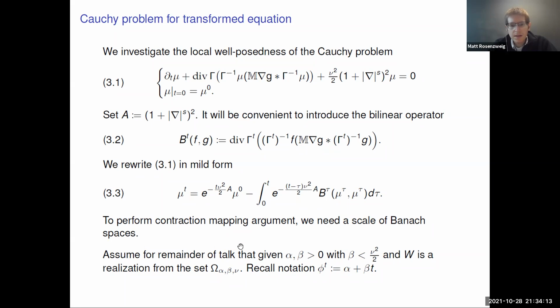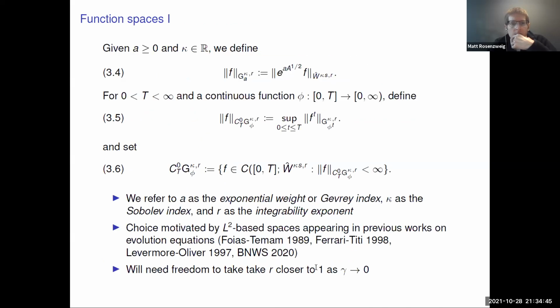And so that I don't have to keep saying it, I'm going to assume for the remainder of the talk that I'm given some alpha, beta, and beta is sufficiently small depending on nu, and that my W, my Brownian motion, is always going to be a realization from this good set, omega alpha beta nu, that I defined before. And then I'm also going to use this notation V_t, which is this linear function given by alpha and beta. So it's good to keep in mind these two facts, so the notation is not confusing.